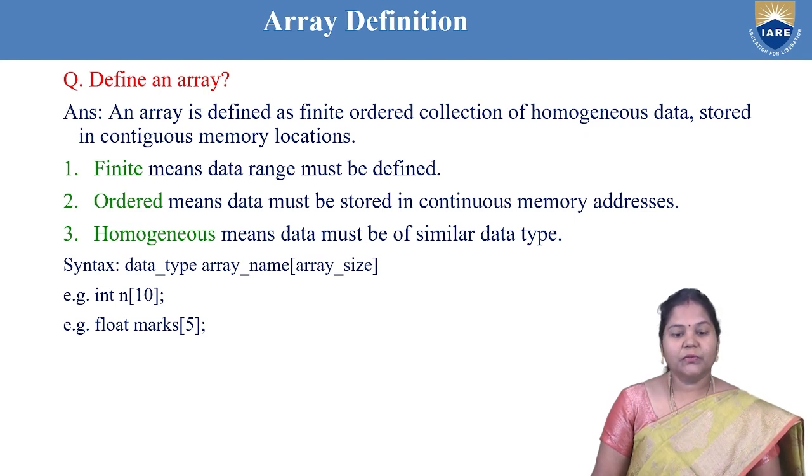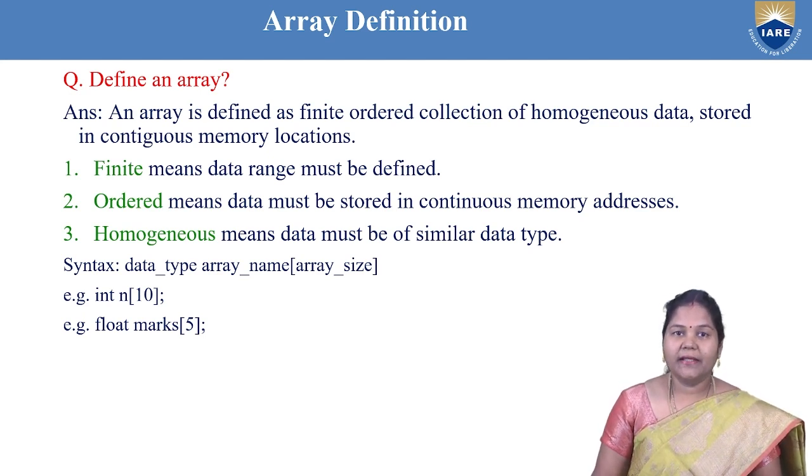So, define an array. An array is defined as a finite, ordered collection of homogeneous elements stored in contiguous memory locations. The definition contains three important words. One is finite. What do we mean by finite? Finite means the data range must be defined. Next is ordered collection. Ordered collection means data must be in contiguous memory addresses. That is called ordered. And homogeneous data elements means the data should be of similar type. So, an array is a finite ordered collection of homogeneous data elements.